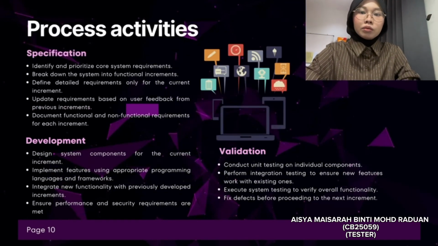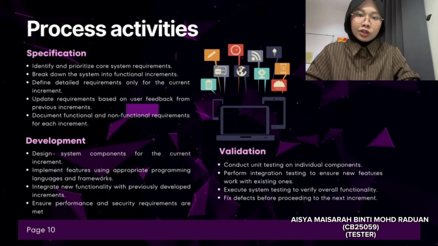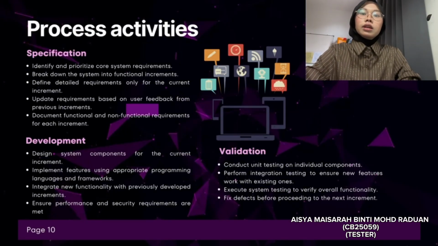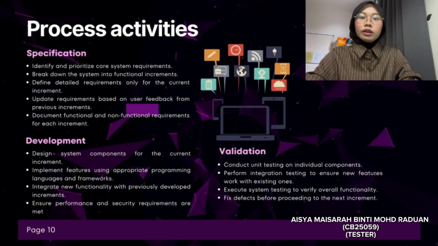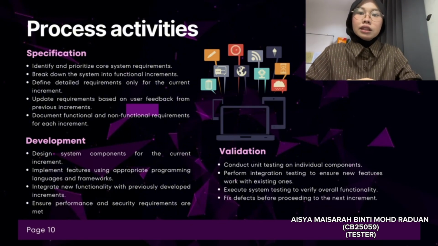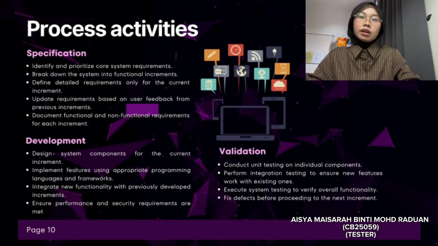Next is process activities. Process activities include three, which are specification, development, and validation. I will say a little bit about the activities under specification. One, identify and prioritize core system requirements. Break down the system into functional increments. Then define detailed requirements only for the current increment.